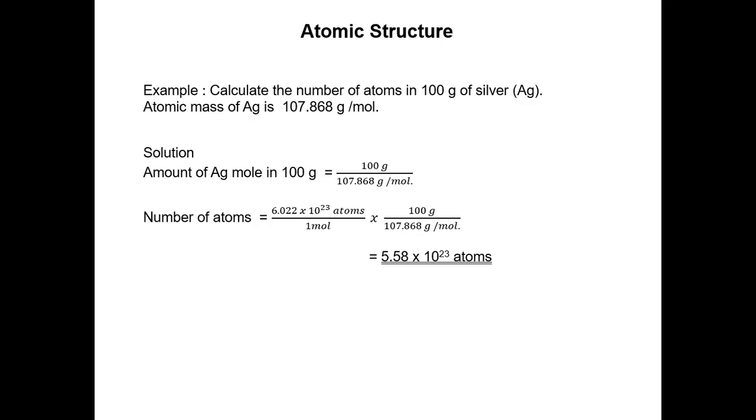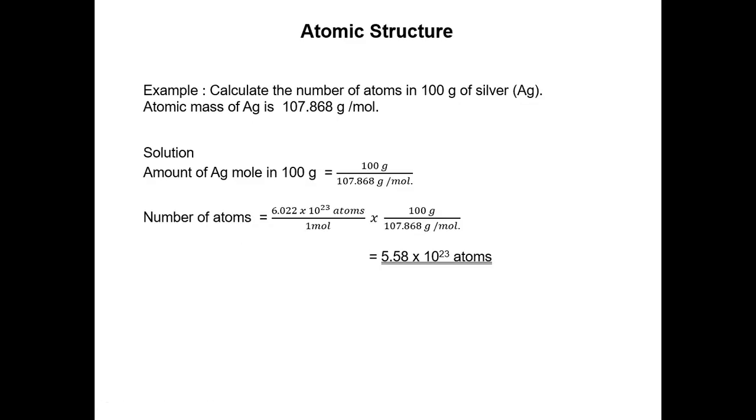Mole means a unit, right? How many moles of silver are there in 100 grams? What we do is we divide the 100 grams by the atomic mass. Atomic mass is the weight of 1 mole. That means the weight of Avogadro number of atoms, right? So if you divide 100 by 107.868, you will get the number of silver moles in 100 grams.